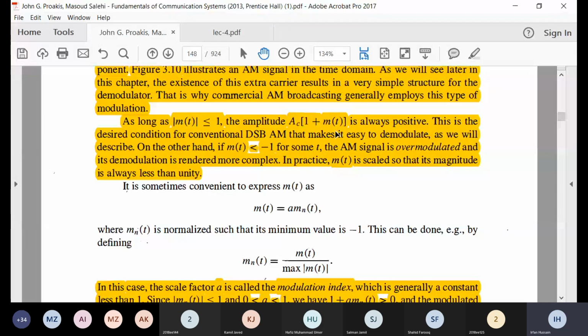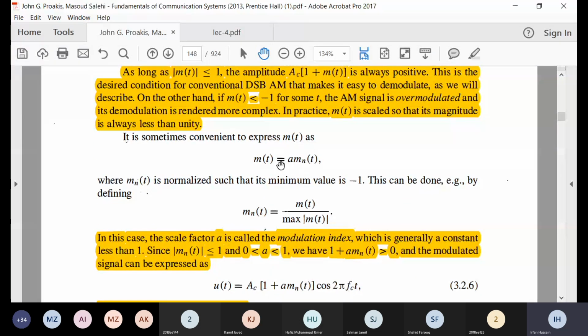So what we do, we say that m(t) is represented as A times m_n(t), where m_n(t) is a normalized form of m(t), where m_n(t) is m(t) divided by the maximum of m(t). This means my m_n(t) will be at the max between -1 and +1, because you have divided it by its maximum. Its maximum might be 100, but once you divide it by 100, the maximum point will become +1, and if the minimum is also -100, after division by 100 it will become -1. So your signal will be restrained between -1 and 1.